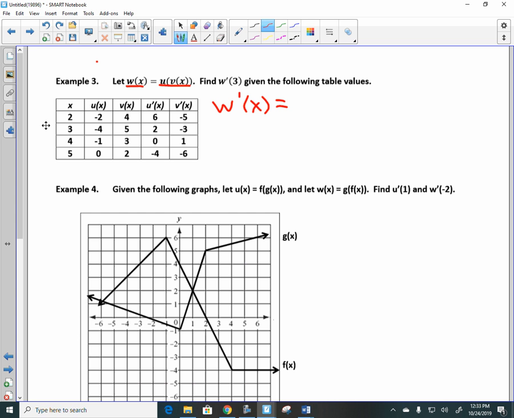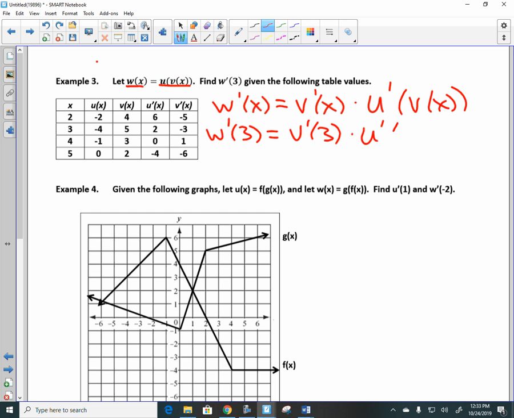If I want to take the derivative, remember how I described the derivative? You take the derivative of the inside. What's the inside function? V. So it's V prime of x times the derivative of the outside. What's the outside? U prime. With the inside left alone. See how I got that? Derivative of the inside times the derivative of the outside with the inside left alone. That's the chain rule. So if you want to do W prime of 3, we have V prime of 3 times U prime of V of 3.